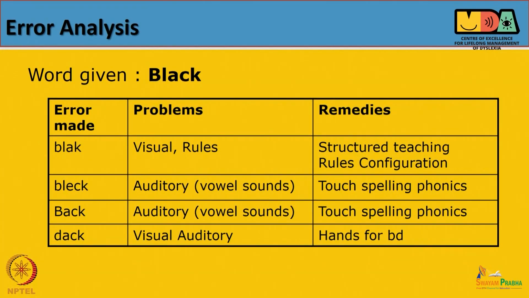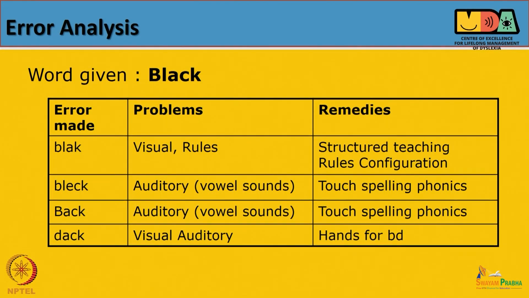The fourth way of doing it is writing DAC for black. A couple of mistakes he has done here. One is straight away what we can see is his reversals, and of course he has not heard the blend. He also has left out the L sound. So we have DAC written instead of black.